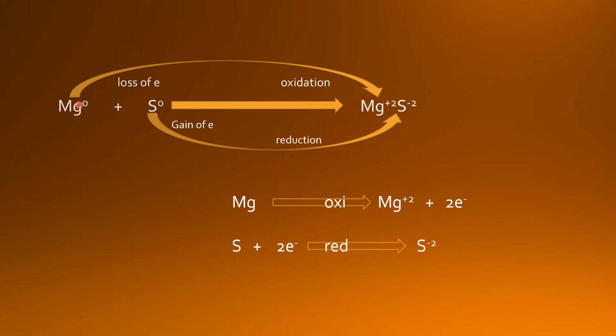So one atom is oxidized and the other atom is reduced. Such types of reactions are called redox reactions. Redox reactions are those reactions in which one reactant is oxidized and the other reactant is reduced.